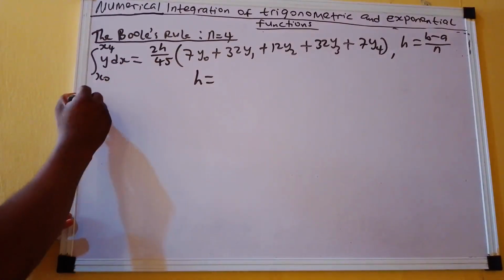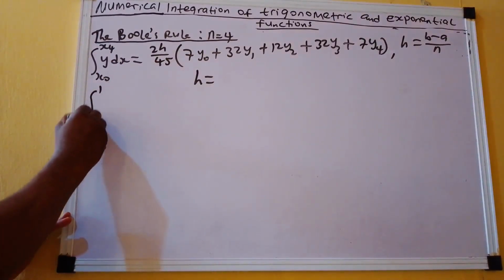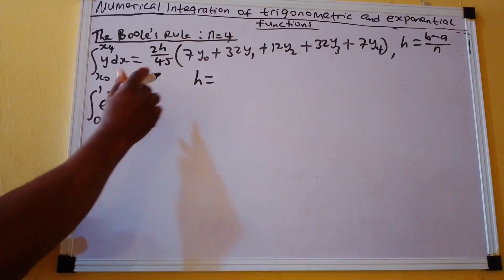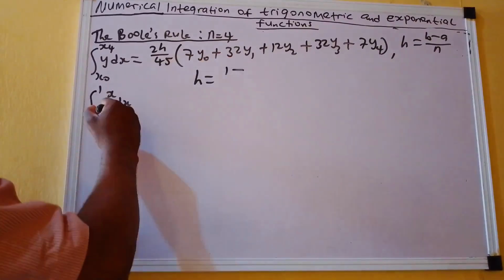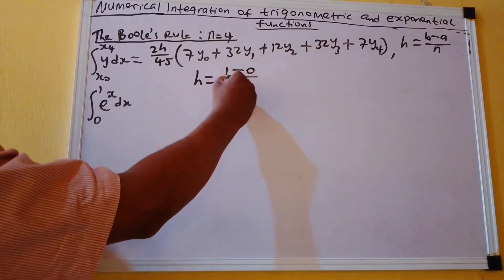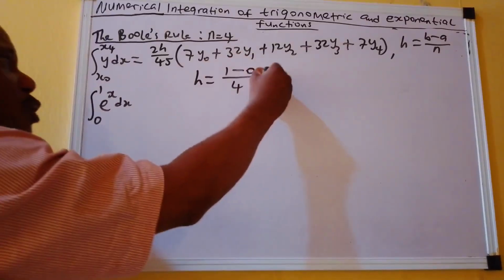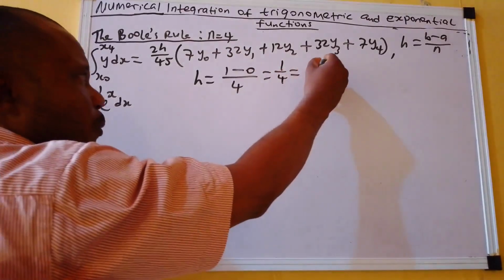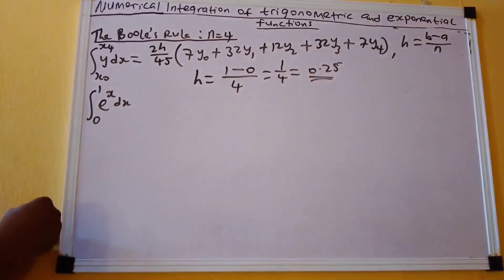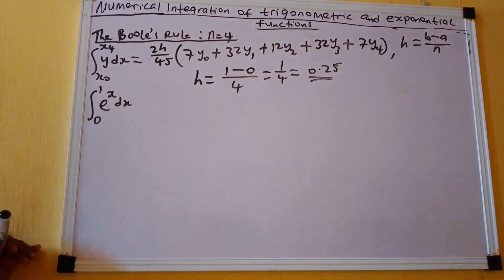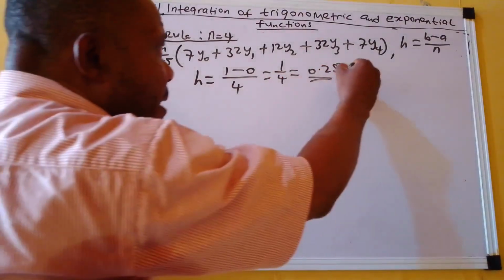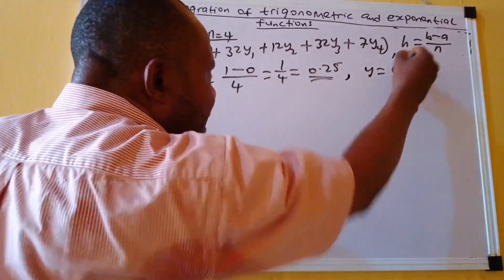The problem we are integrating is integral 0 to 1 exponential x dx. So b here is 1, our a is 0, all over 4, our n is 4. So this will be 1 all over 4 is equal to 0.25. So our h for this particular problem is 0.25. It is an exponential function. So here our y will be equal to exponential x.